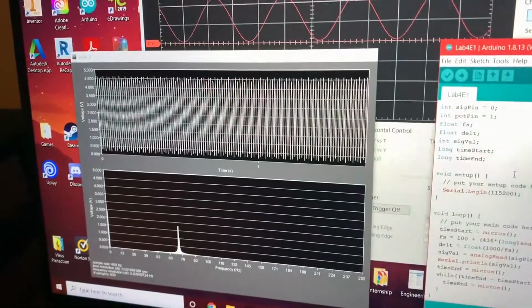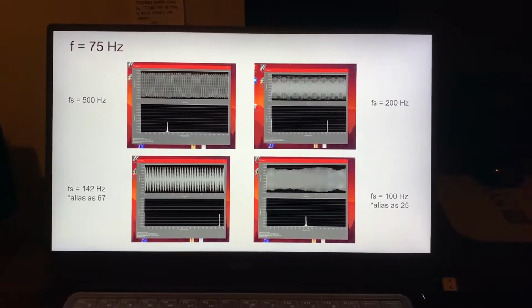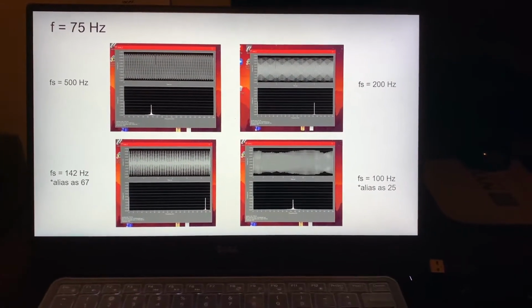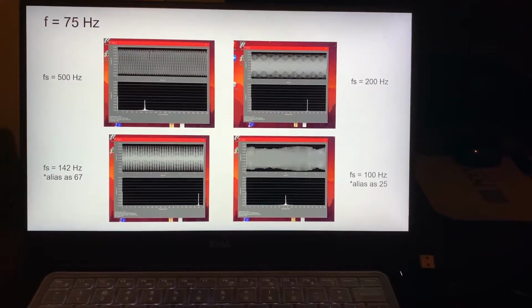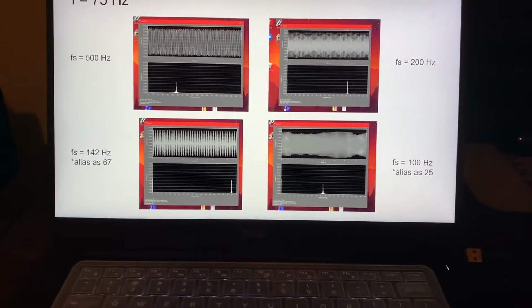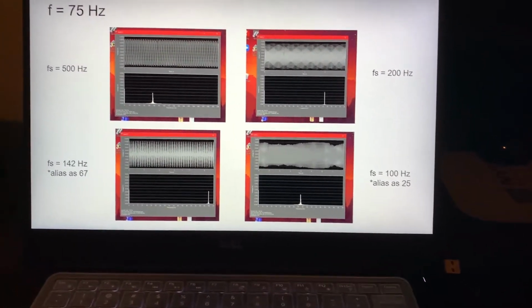It'll create a graph like this. Here are the plots for a frequency of 75 Hz. The only sampling frequencies that produced an aliasing frequency were 142 Hz and 100 Hz. For 142, it aliased at 67, and for 100, it aliased at 25 Hz.